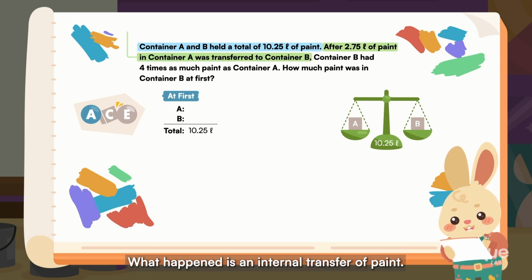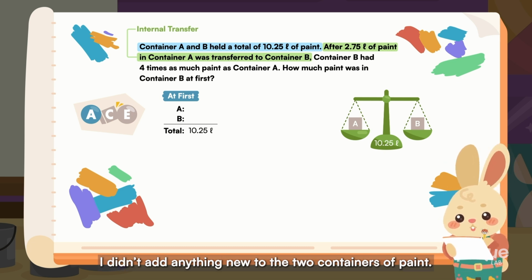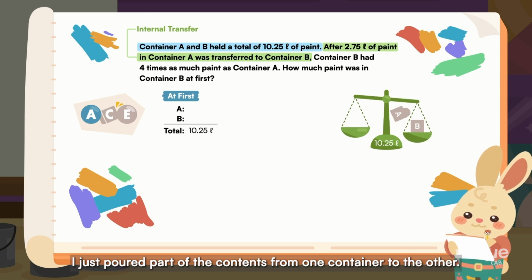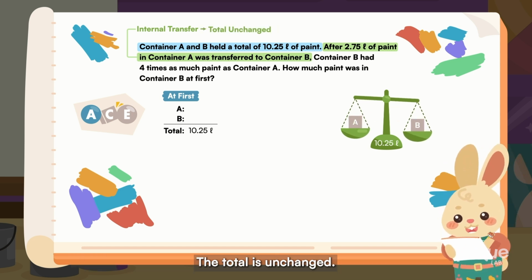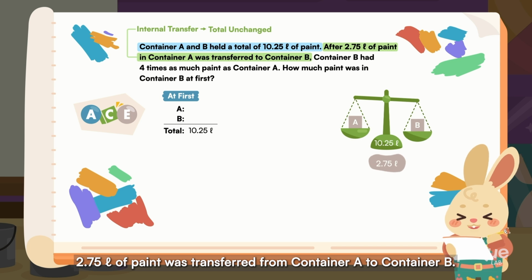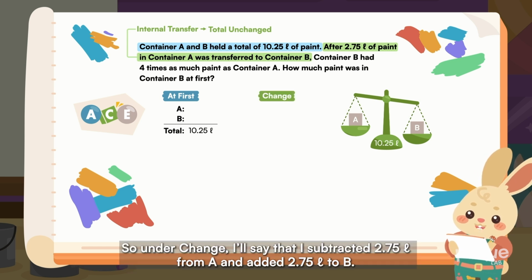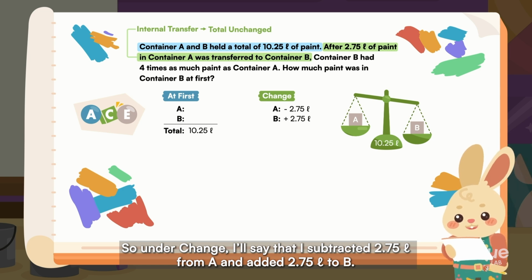What happened is an internal transfer of paint. I didn't add anything new to the 2 containers of paint. I just brought part of the contents from one container to the other. The total is unchanged. But let's take a look at what did change. 2.75 liters of paint was transferred from container A to container B. So under C, I'll say that I subtracted 2.75 liters from A and added 2.75 liters to B.